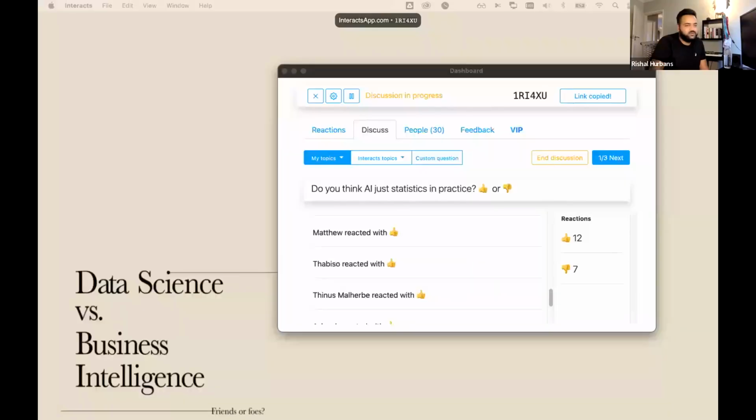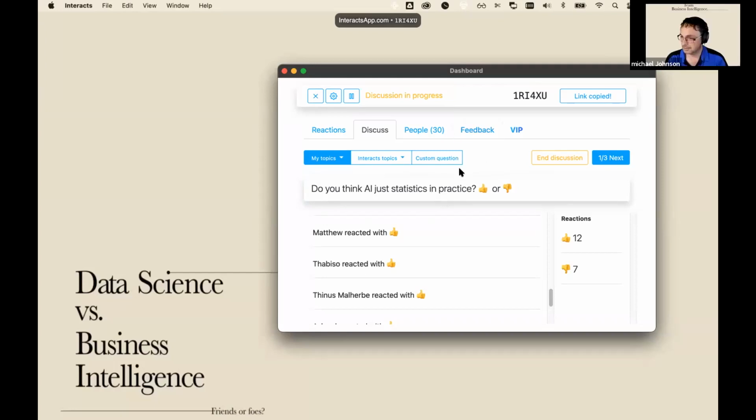All right, and Ncumisa, you mentioned something about telling a story, which was quite interesting, and also a really good segue into this. So by the way, everyone, are you seeing the right screen here? You see one that says, do you see AI as statistics in practice? Yeah. Yep. Cool, thank you. So most people think that AI is just statistics in practice.